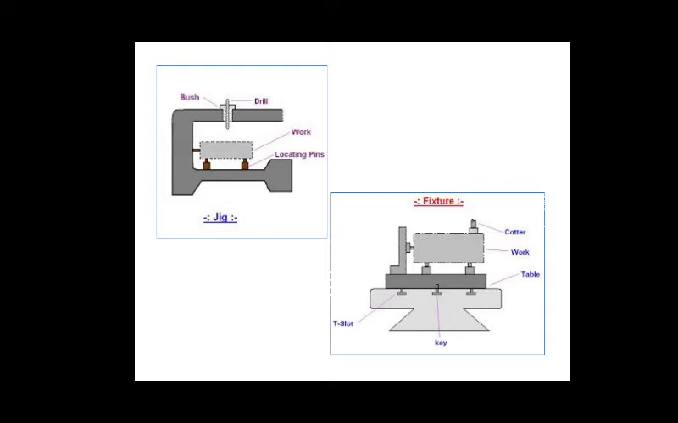Here you can see the jig. It holds and positions the work, and it also guides the cutting tool relative to the workpiece. But here it is not fixed to the machine table and it is lighter in construction.